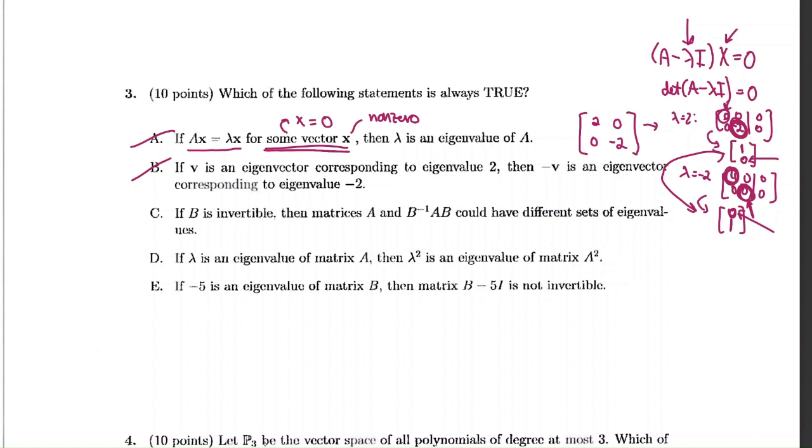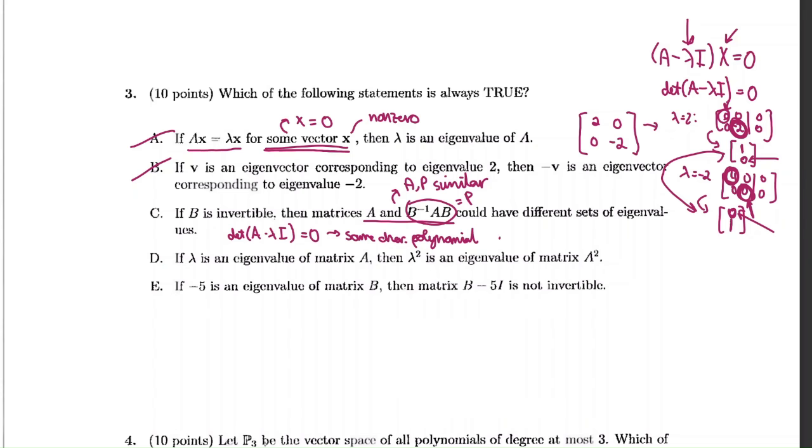Okay, so in statement C, we have: if B is invertible, then A and B inverse AB could have different sets of eigenvalues. If you look at this form, I'm going to call this giant matrix multiplication P, and you can see that A and P are similar, as this is the definition of similar matrices. We're seeing if there is a different set of eigenvalues for this. To find the eigenvalues, remember that you're trying to find the determinant of A minus lambda I equals 0, and you solve for lambda. And this means that you're going to have the same characteristic polynomial if you have the same sets of eigenvalues.